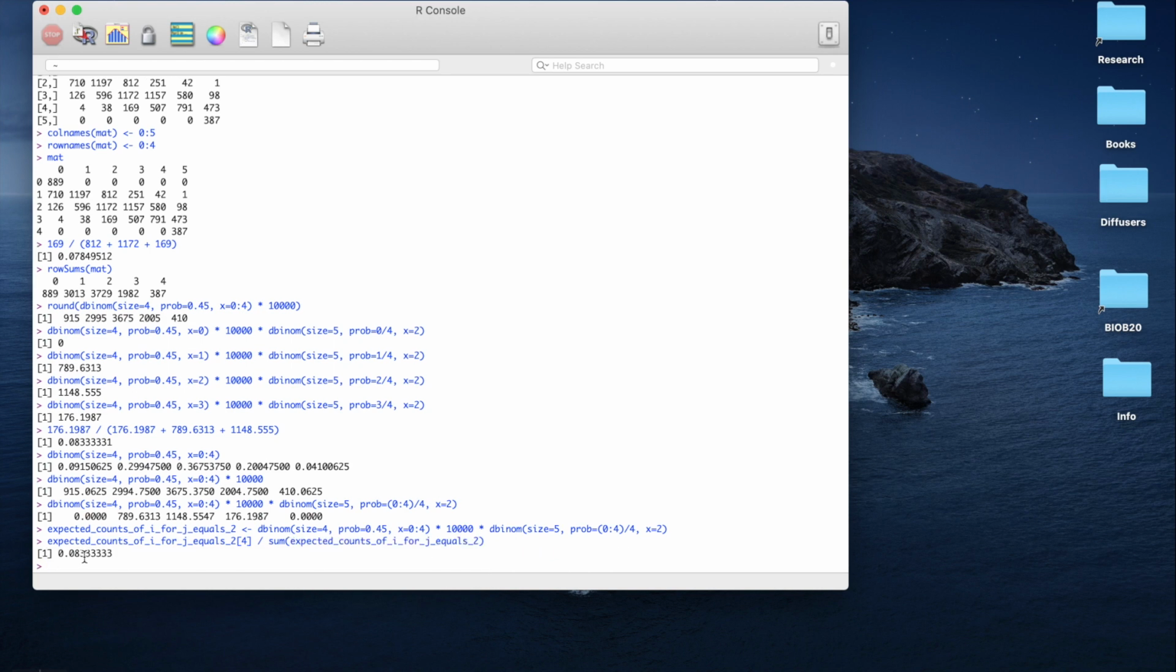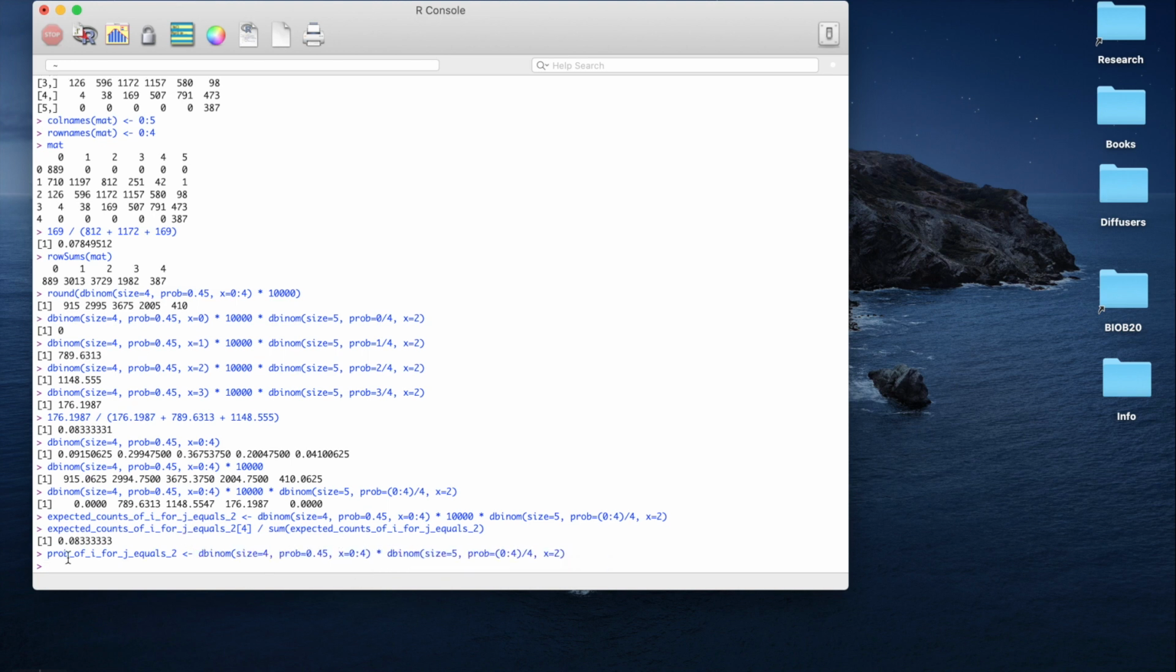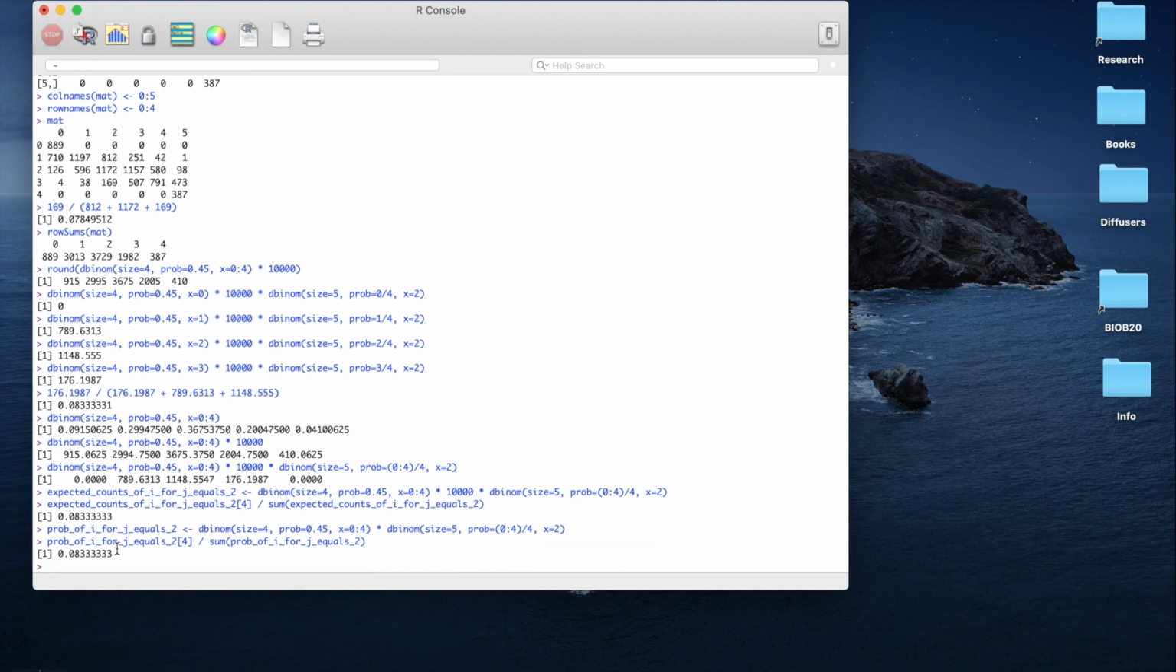It's also interesting to realize that this factor 10,000 cancels between the numerator and the denominator. I obtain exactly the same result when I replace the expected counts by the probabilities. So we never needed this factor 10,000, it was there just to facilitate a little bit the reasoning.